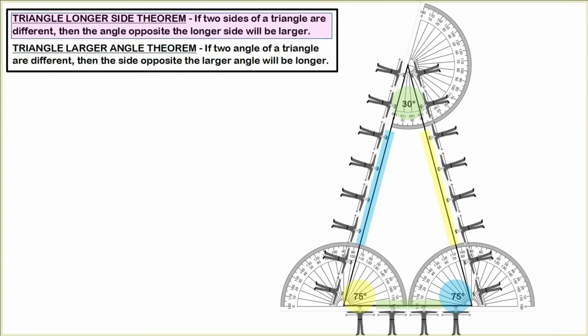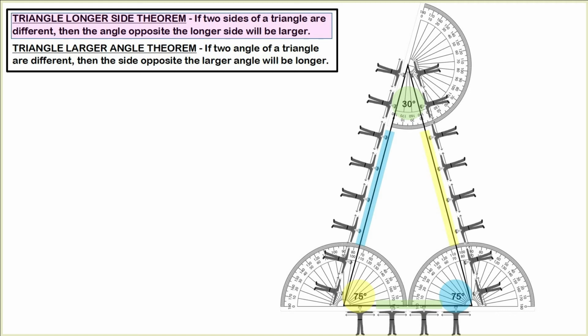Have you ever wondered if you could tell which angle of a triangle is going to be bigger just by looking at its sides? Well, the triangle longer side theorem lets you do that. It says if 2 sides of a triangle are different, then the angle opposite the longer side will be larger.